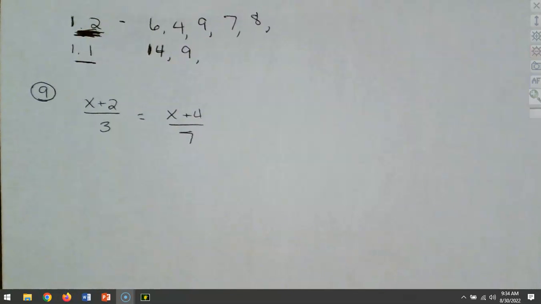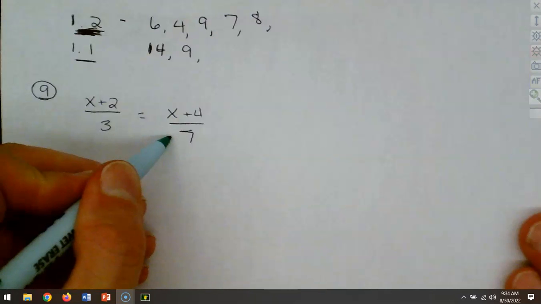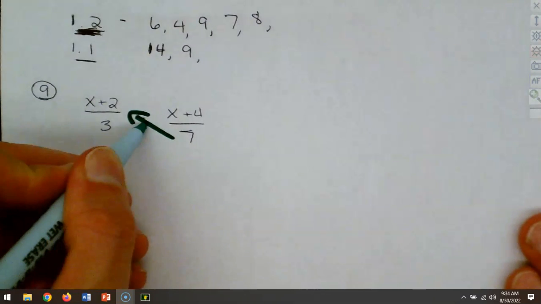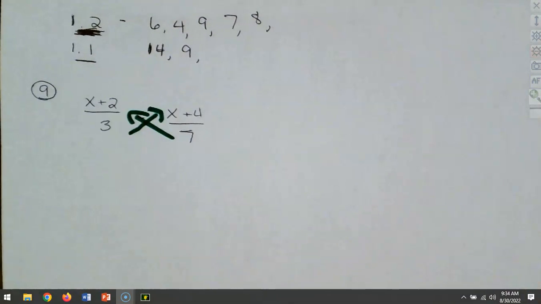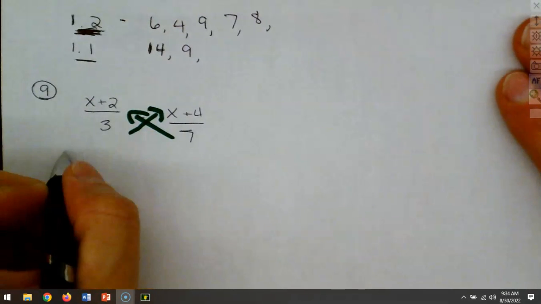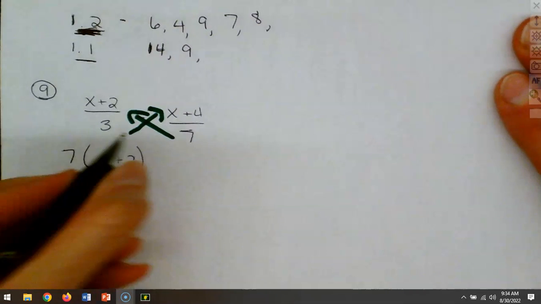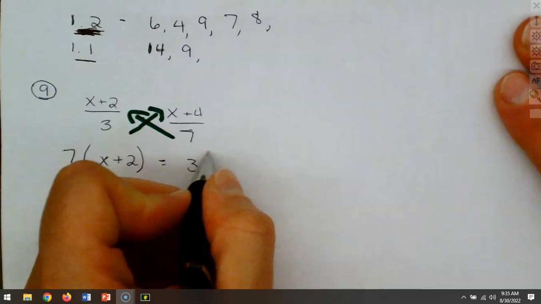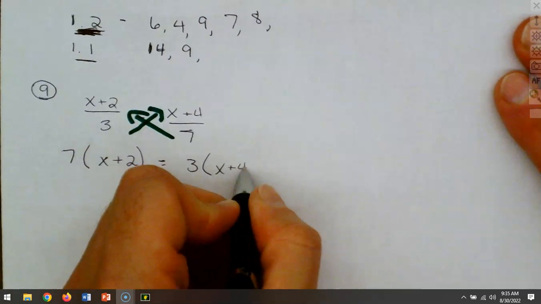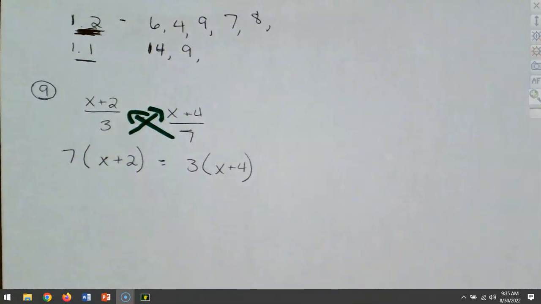And what technique do we use? We can cross what? Yep, cross multiply. Okay, so we're going to go ahead and cross multiply. And if I cross multiply, what does that give you? That gives you 7 times your x plus 2 equals 3 times your x plus 4. Is everyone okay with that so far? Right? I'll go ahead and finish this one out because there's not much to it.